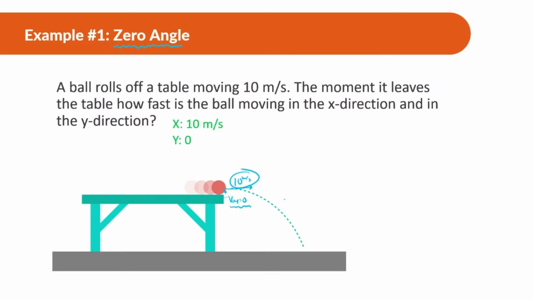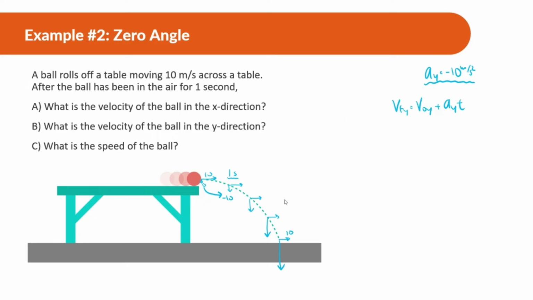Okay, let's go back. So what I can say is at the very beginning, the initial velocity in the y is 0, because that's what it starts out with here, plus the acceleration in y, which is gravity, negative 10 meters per second squared, and after 1 second, because it says 1 second, this is going to be equal to negative 10 meters per second. Okay, so that's how I did it both conceptually and mathematically here.